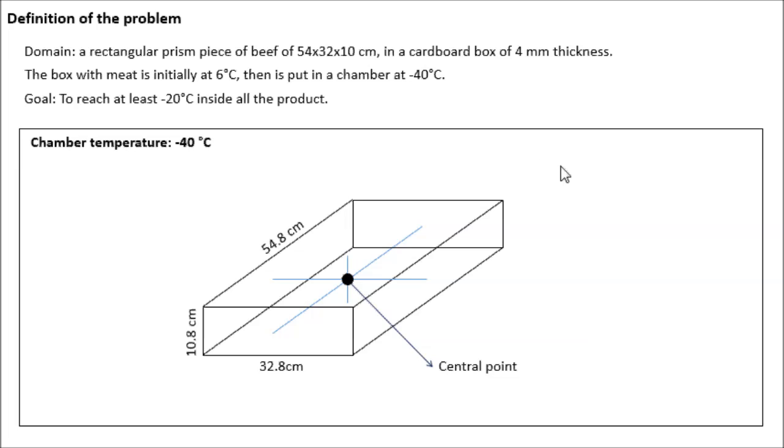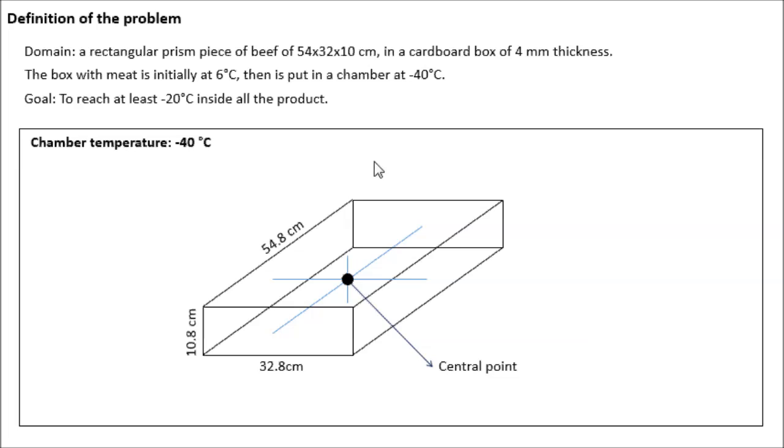Well, that's a representation of our geometry. The dimensions of the geometry are the dimensions of the piece of beef plus the box. So for example, the length of our piece of beef is 54 centimeters and the thickness of the box is 4 millimeters. So we have one layer of 4 millimeters in the front of the geometry, and then in the opposite face 4 more millimeters of cardboard. Then the total length of our geometry is 54.8 centimeters, and it is the same logic for the other dimensions.